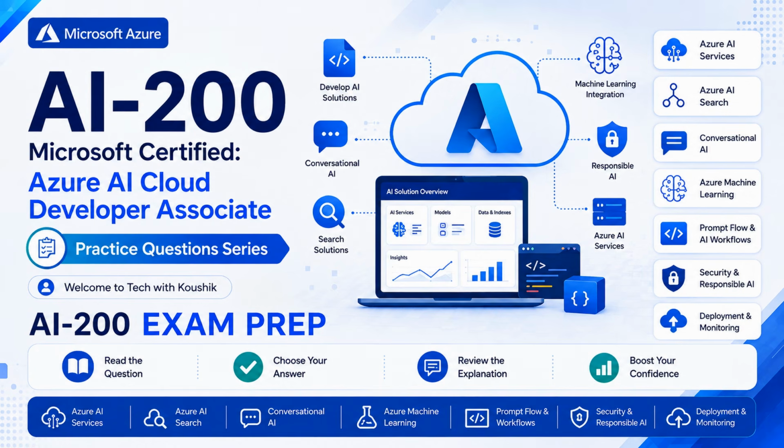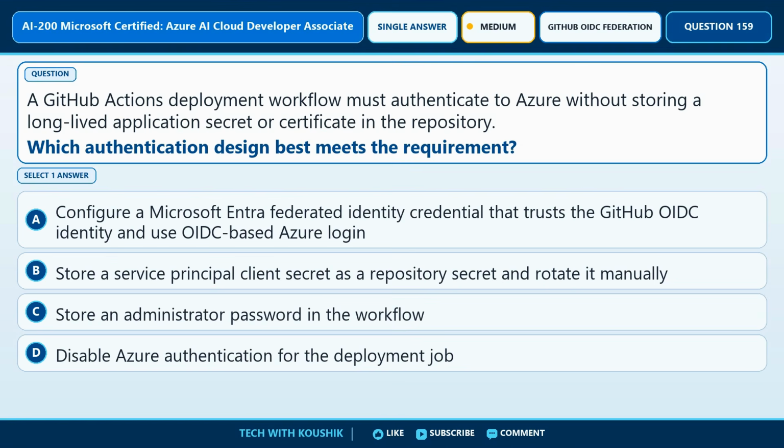Let us begin set 5. Now tackle question number 159. We are now working with GitHub OIDC Federation. A GitHub Actions deployment workflow must authenticate to Azure without storing a long-lived application secret or certificate in the repository. Which authentication design best meets the requirement?